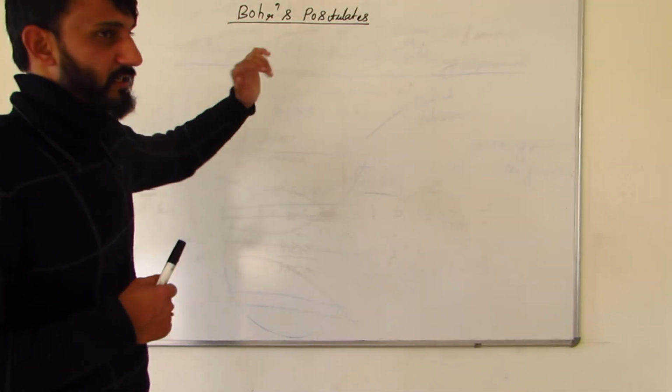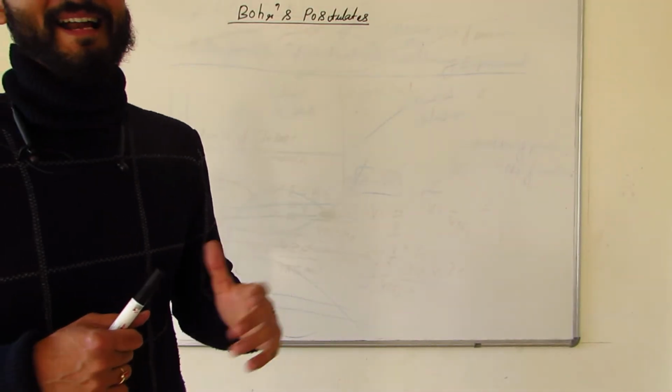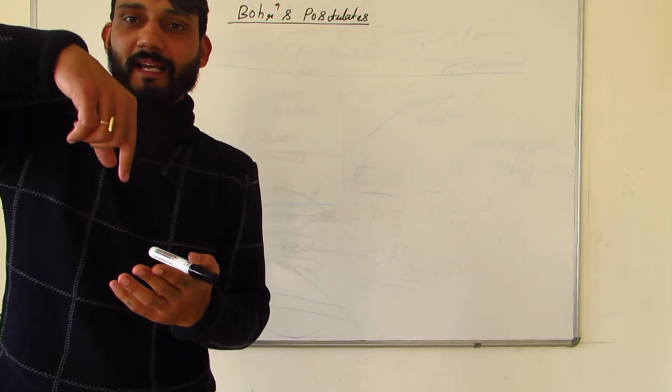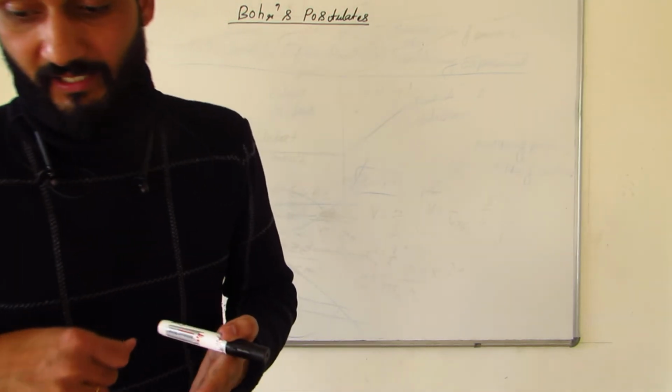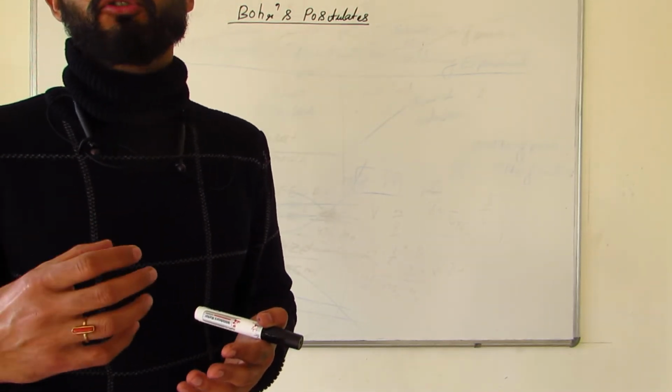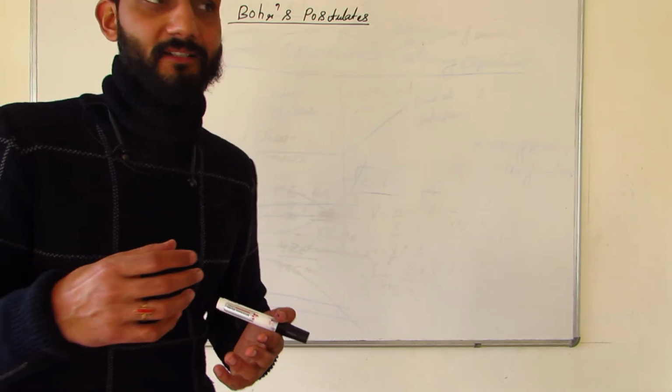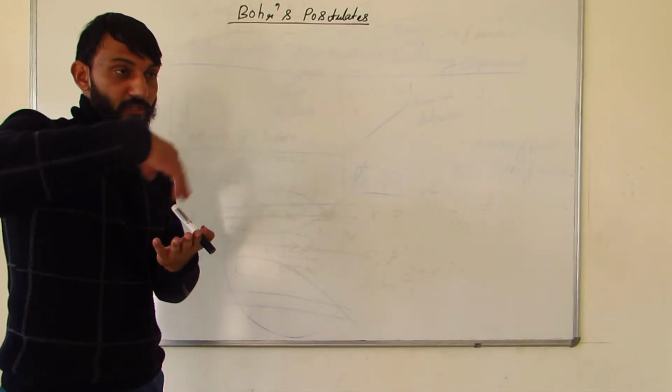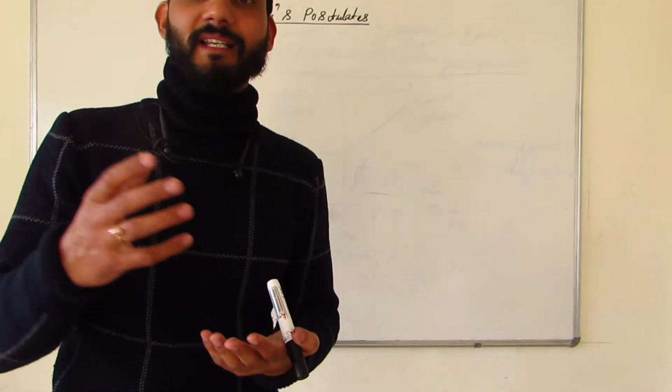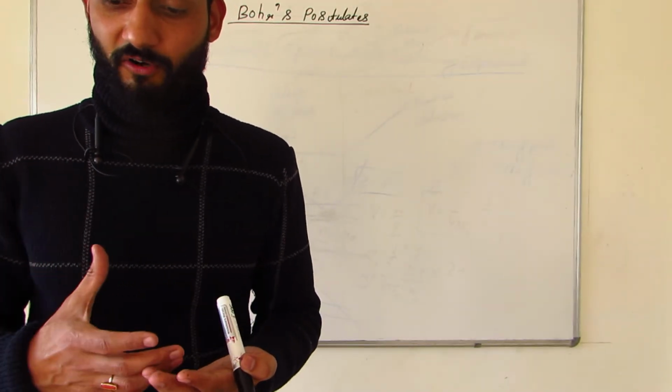So, Bohr's postulates. The first postulate he stated is that electrons revolve around the nucleus in certain permitted orbits, and these permitted orbits are known as stationary orbits, right? So these electrons revolve around the nucleus in certain permitted orbits, and these permitted orbits are known as stationary orbits.